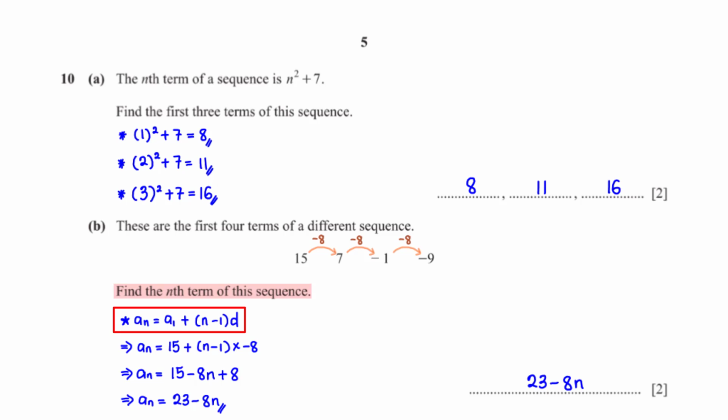a1 is the first term, which is 15. d is the common difference, which is -8. When we expand the brackets, -8 times n is -8n, and -8 times -1 is 8. 15 plus 8 is 23. So the nth term is 23 minus 8n.